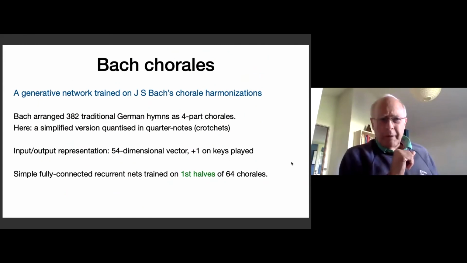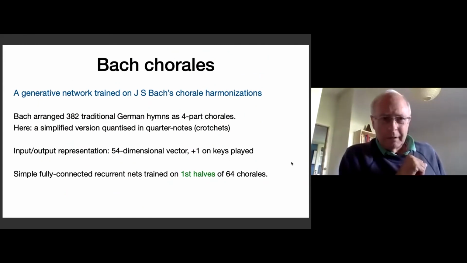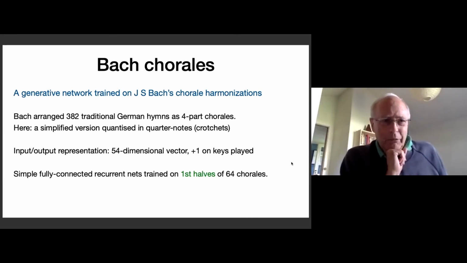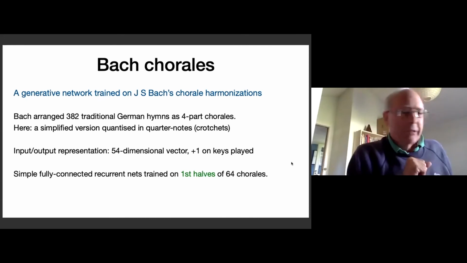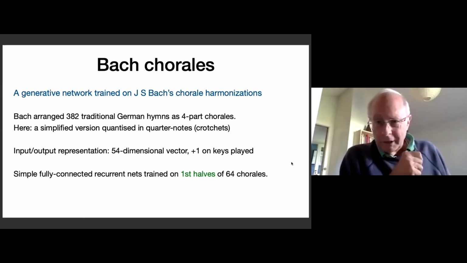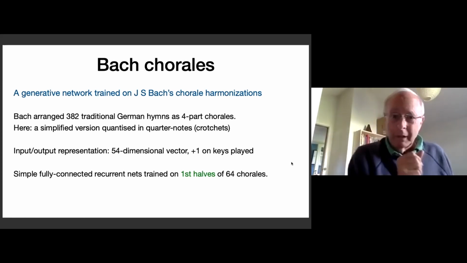Okay, so we've applied this to a music problem. Johann Sebastian Bach arranged 382 traditional German hymns as 4-part chorales. And here I'm taking these in a simplified version, quantized into quarter notes, or if you're English, crotchets. We got the data from Yoshua Bengio.